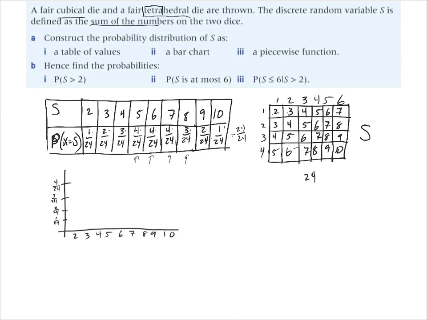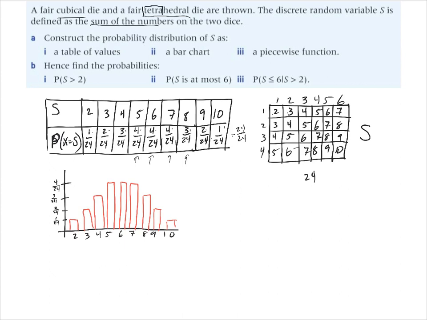And then when I do that, the 2 should go up to 1. The 3 will go up to 2. The 4 will go up to 3. I'm just reading these off the top chart there. And then 5, 6, and 7 are all going up to 4 out of 24. 8 goes down to 3. 9 goes up to 2. And then 10 only goes up to 1 out of 24. And so there's a bar chart. Nice and visible, helps you see what the distribution looks like.